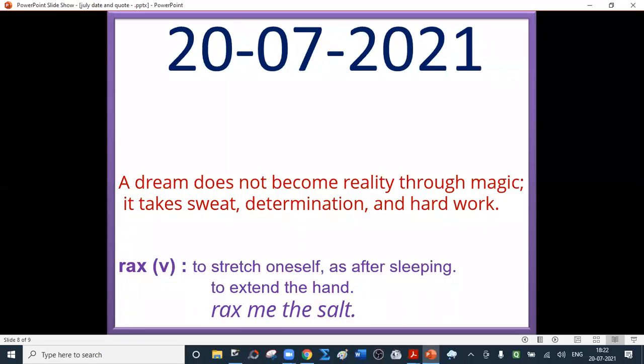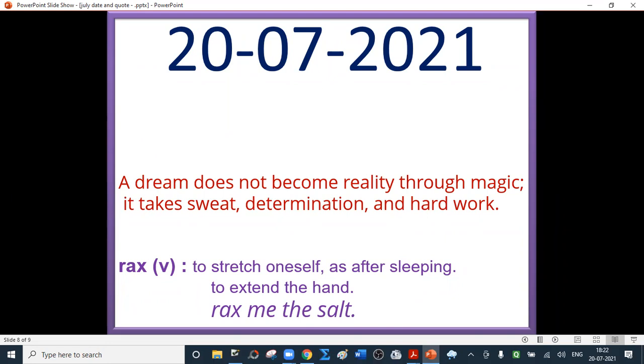Good evening. Today's quote is: a dream does not become reality through magic. It takes willpower, determination, and hard work.